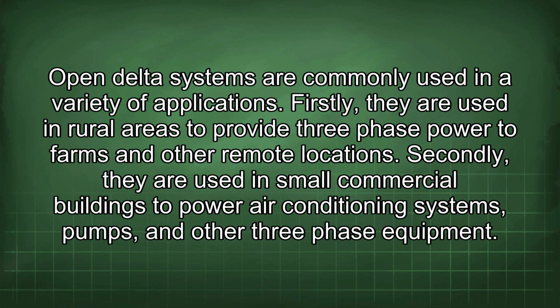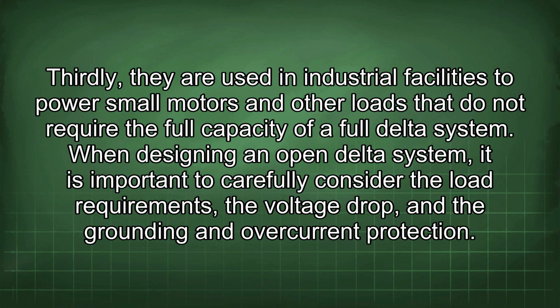Open delta systems are commonly used in a variety of applications. Firstly, they are used in rural areas to provide three-phase power to farms and other remote locations. Secondly, they are used in small commercial buildings to power air conditioning systems, pumps, and other three-phase equipment. Thirdly, they are used in industrial facilities to power small motors and other loads that do not require the full capacity of a full delta system.